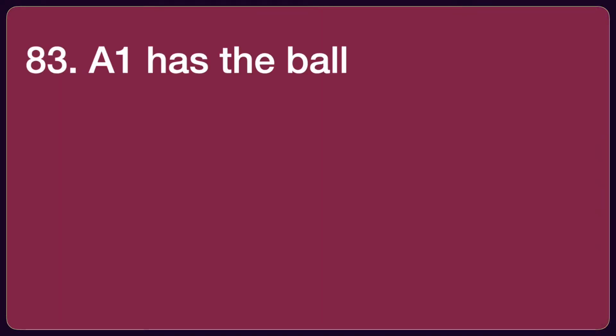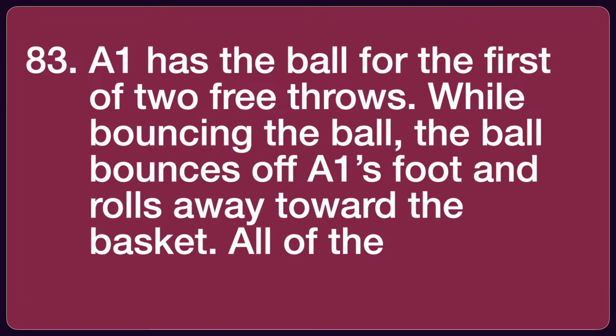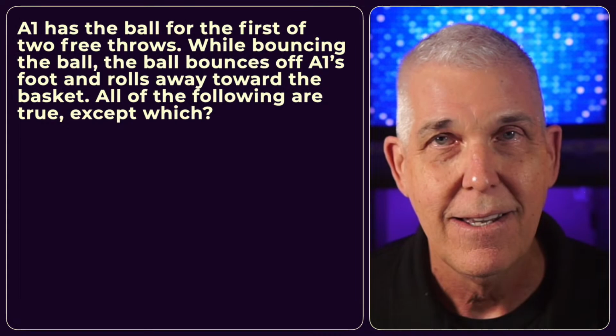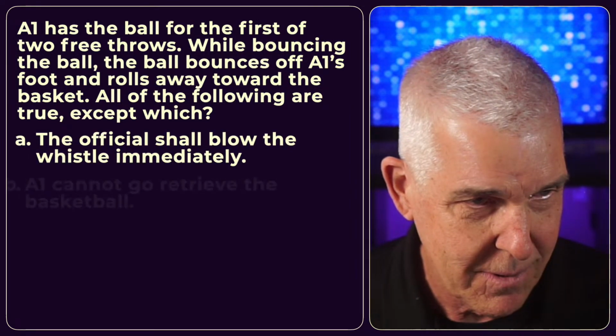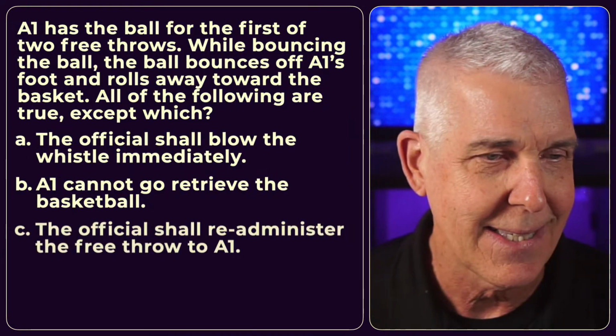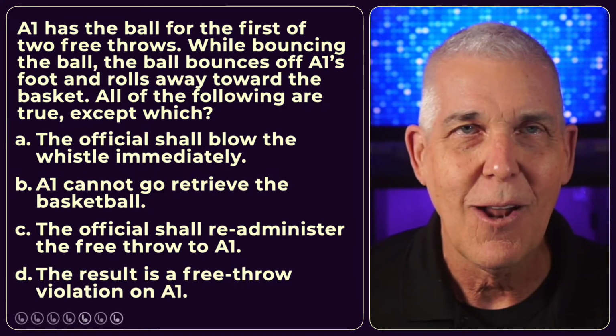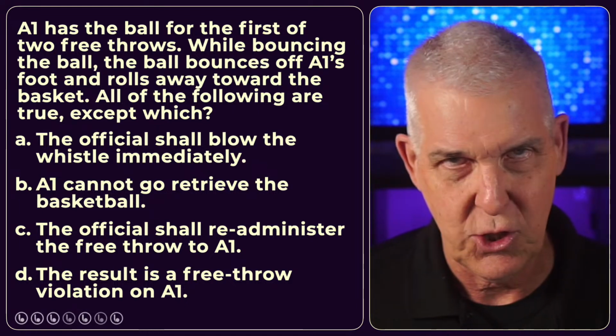Moving on. A1 has the ball for the first of 2 free throws. While bouncing, the ball bounces off A1's foot and rolls away towards the basket. Sad trombone. I don't have my sad trombone. That's horrible. All of the following are true except which?